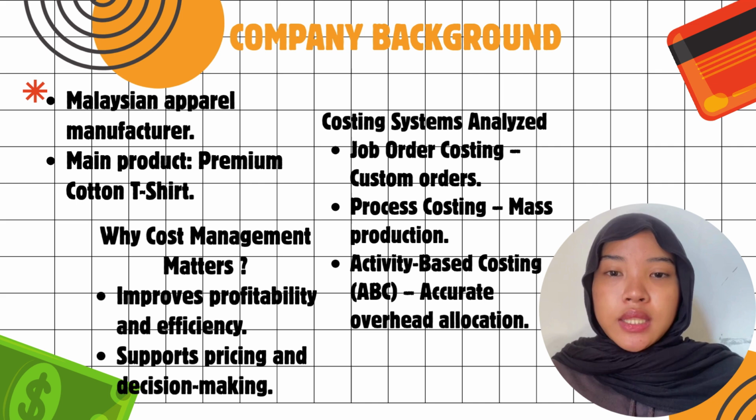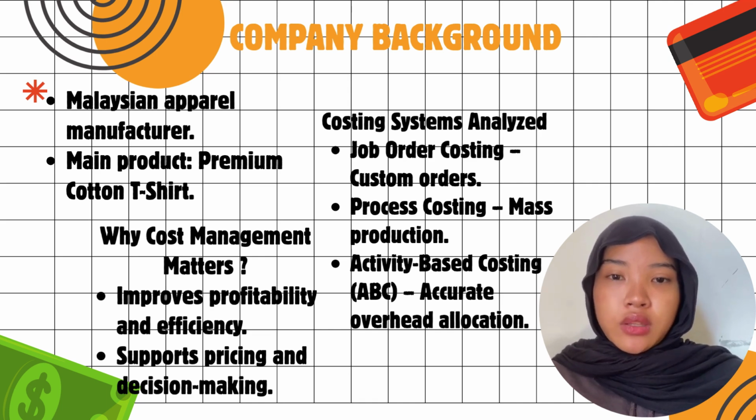Job order costing is used for customized orders because each order has different specifications. Process costing is suitable for mass production, where products are manufactured continuously. Meanwhile, activity-based costing, or ABC, provides more accurate overhead cost allocation by assigning costs based on actual activities.